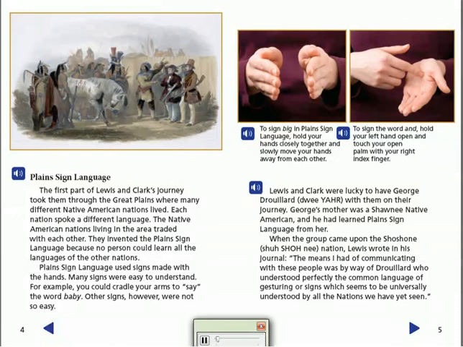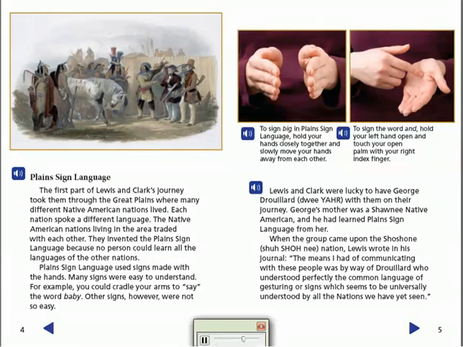Plains Sign Language. The first part of Lewis and Clark's journey took them through the Great Plains, where many different Native American nations lived. Each nation spoke a different language. The Native American nations living in the area traded with each other. They invented the Plains Sign Language because no person could learn all the languages of the other nations.